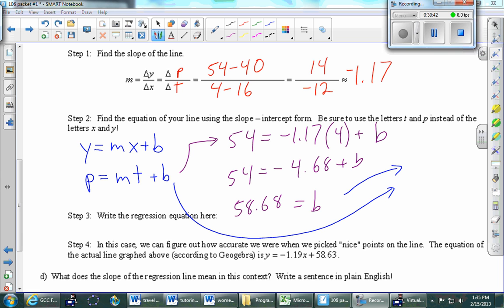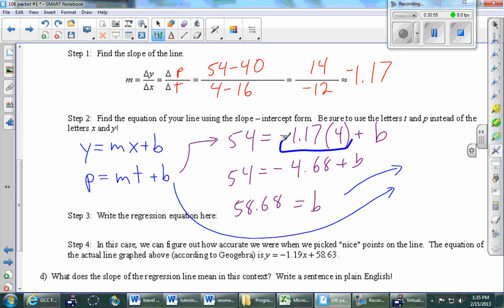So once you've found the value for b, I got something about 58.68. If I did it right, did I do it right? Yep. I had some questions about this. So I multiplied these two together. That's 4.68, I think. And then how do you move the minus 4.68 over? You add it. So we add the 4.68 to the 54.